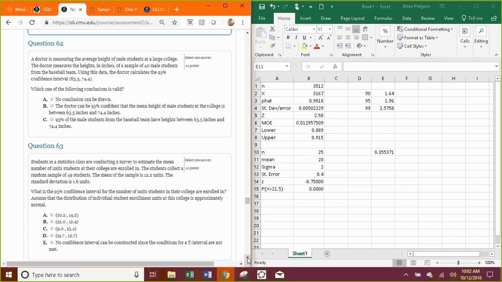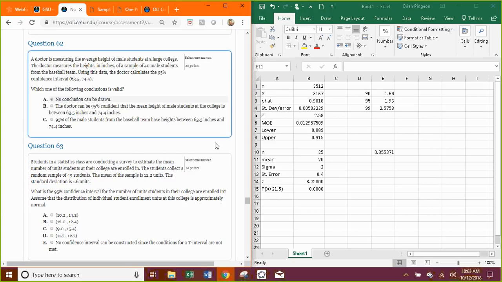A doctor is measuring the average height of male students at a large college. The doctor measures the height in inches of a sample of 40 male students from the baseball team. Using this, he calculates a 95% confidence interval. Which of the following conclusions is valid? It can't be B because he only sampled baseball students. I think no conclusions can be drawn. It's not a random sample, so he can't generalize it to the college. Yeah.